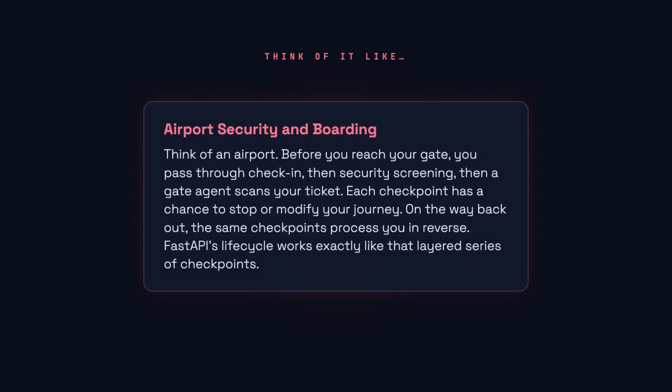Picture an airport. You cannot just walk onto a plane, you pass through check-in, security, and a gate agent in that fixed order. Each layer can turn you around or add a stamp to your boarding pass. When you leave, the layers run in reverse. FastAPI's lifecycle is that same idea, a defined series of layers that every request passes through on the way in and every response passes through on the way out.